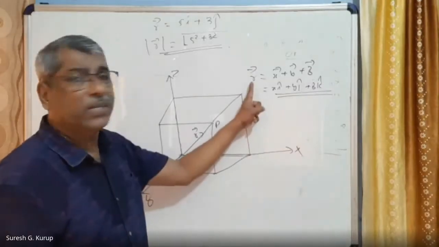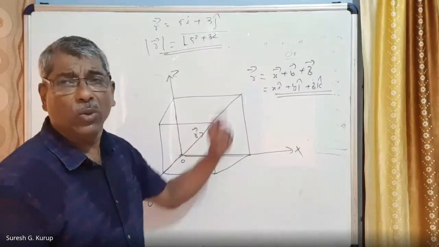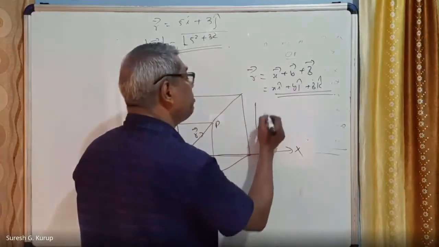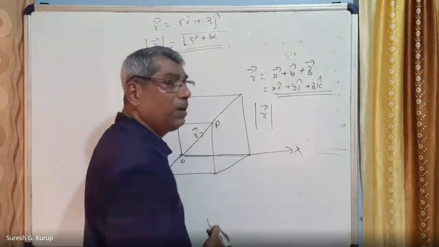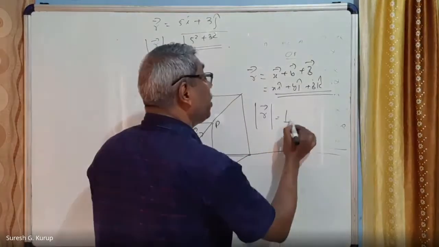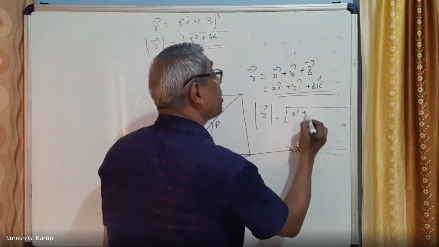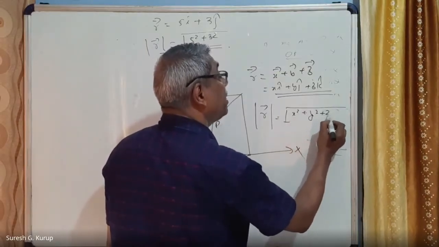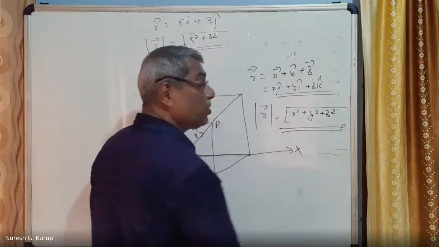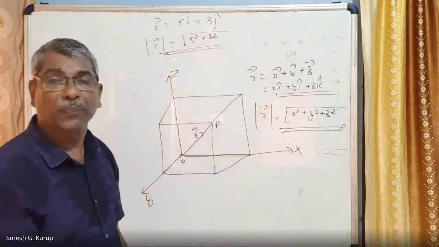Am I correct? So in this case, how can we calculate the magnitude of the vector R? That is very simple. That is, vector R under modulus is equal to the square root of x square plus y square plus z square. So this is a very, very important thing.